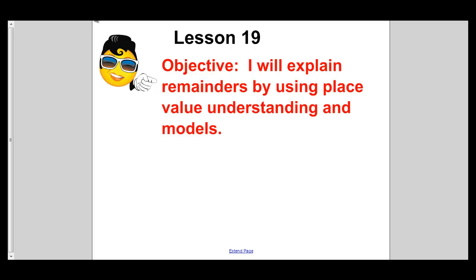I will explain remainders by using place value understanding and models. For the last two lessons, we've been talking about dividing using long division. We've been talking about what happens when you have a remainder in the tens place and what happens when you have a remainder in the ones place. Today we're just going to talk about what happens when you get remainders and what that looks like when you divide something in real life.